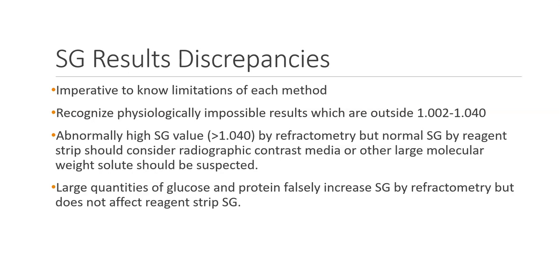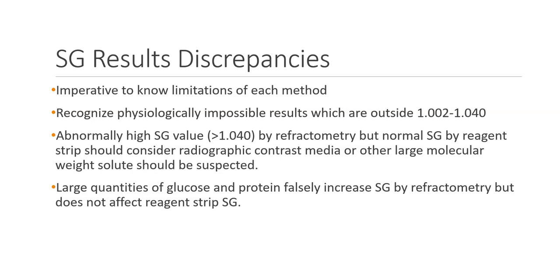The first thing you always do is read that reagent package insert. You not only want to know how to correctly perform the test, but you need to know what may affect the test and produce inaccurate results. You need to recognize that it's physiologically impossible to have results which are outside 1.002 and 1.040 for urine-specific gravities. If you get a value outside these ranges, something is wrong and you need to repeat it.